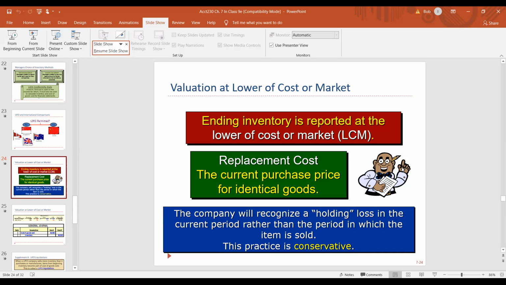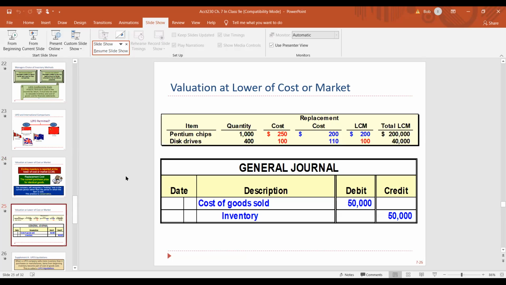So we're going to compare the cost that we paid for something versus what it's worth on the market today. And we're going to update our inventory to the lower of cost or market, okay? The company will recognize a holding loss in the current period rather than the period when they finally sell. This is the principle of conservatism. So this is not too terribly tough, as long as you understand what we're trying to do. Every month, when companies prepare financial statements, they must do this lower of cost or market review.